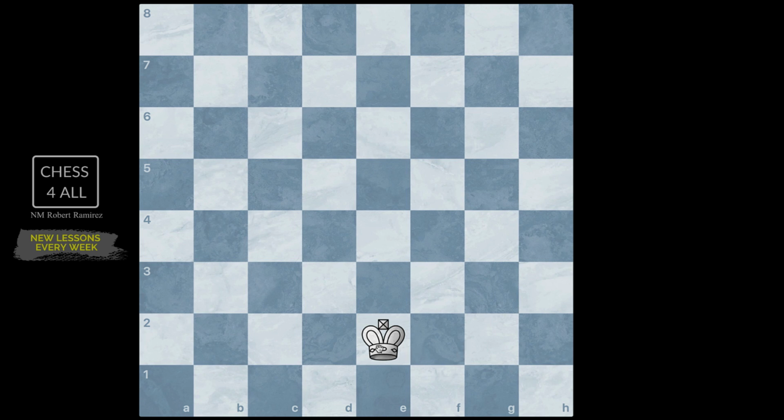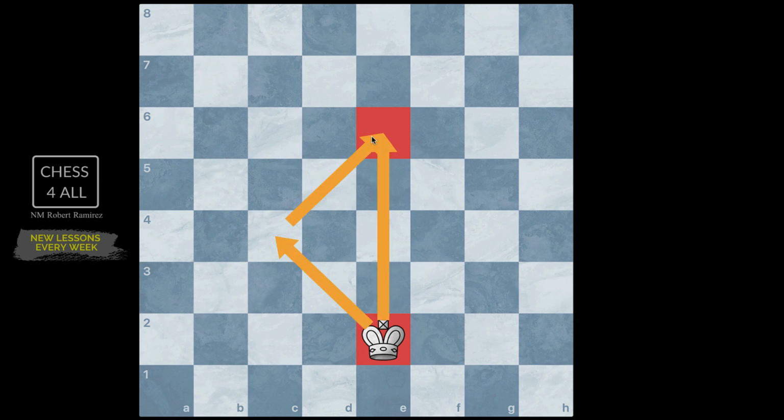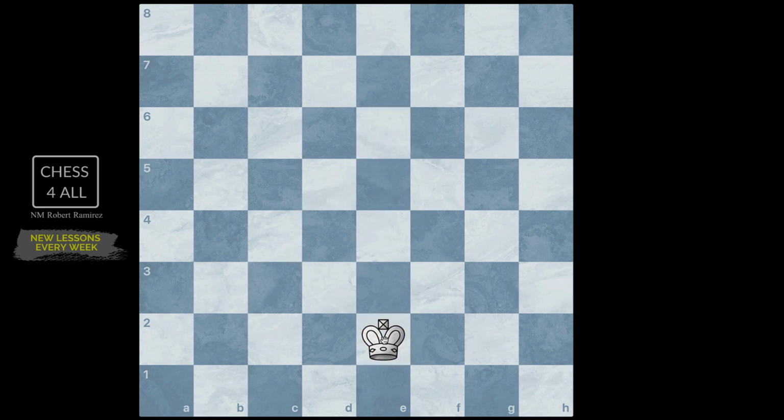Do you think it is faster to get this king from e2 to e6 if you go straight up or if you go diagonally? Well, if you instantly thought of this being the right answer, going straight up, you have to think twice. Because if you go straight up, guys, that's going to take you 1, 2, 3, and 4. If you go diagonally, that's going to be 1, 2, 3, and 4. So the same amount of moves to get to the same place.